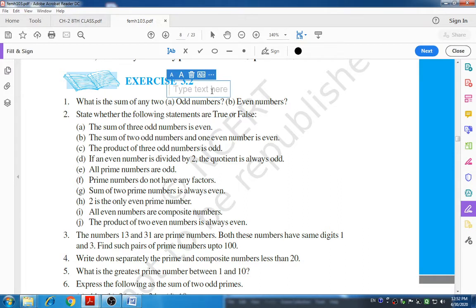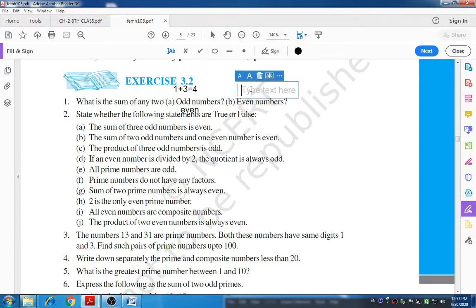Look at here carefully. I will choose two odd numbers, that is 1 plus 3. It gives us 4. Is it? So what is the sum of any two odd numbers? It is always an even number.